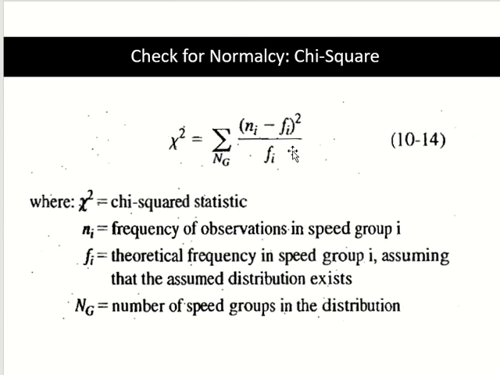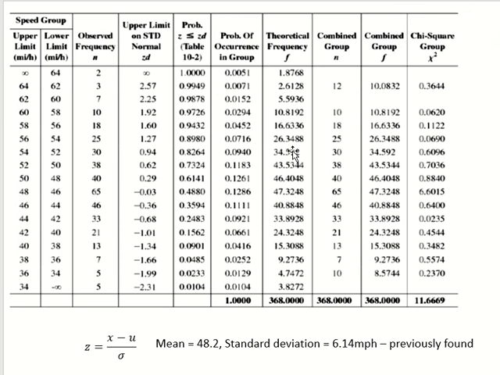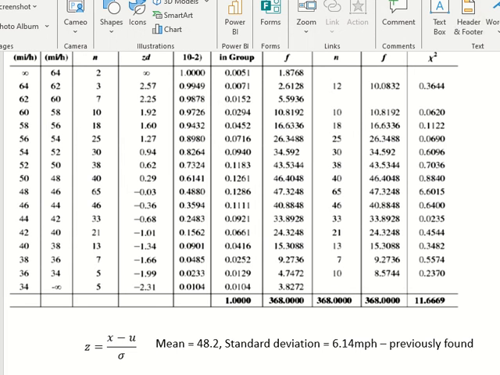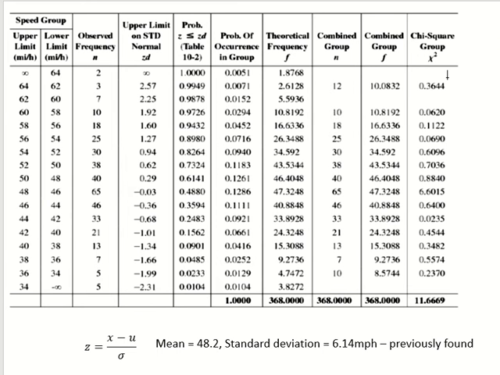So (n minus f) square upon f. For each group you have n and you have f, so you can calculate the chi-square for each group. For example, I have the first one which is 0.3644. So it is n minus f. My n is 12, my f is 10.08. You take all the decimal places, no problem. Divide by f.